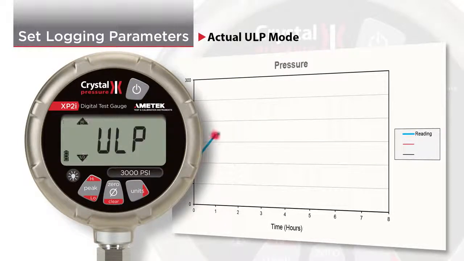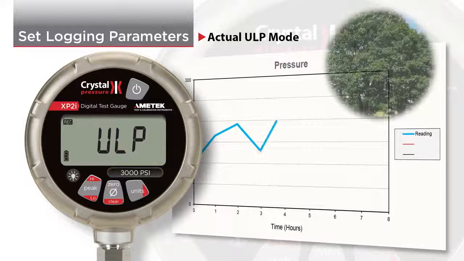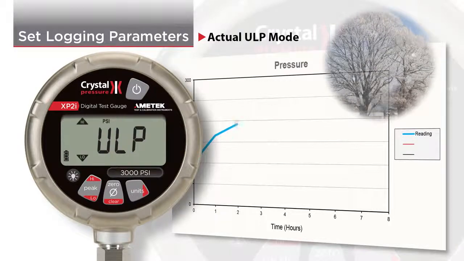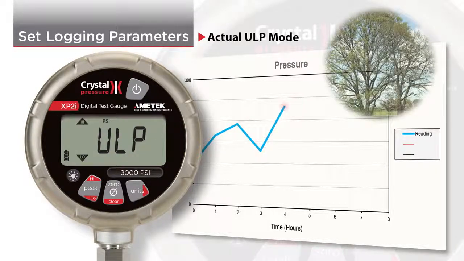Actual ULP stands for Actual Ultra-Low Power Mode. Actual ULP records the actual pressure being measured at every logging interval, just like actual mode. But in addition, ultra-low power mode maximizes the battery life of your XP2i, allowing you to record continuously for up to 1 year on one set of batteries.